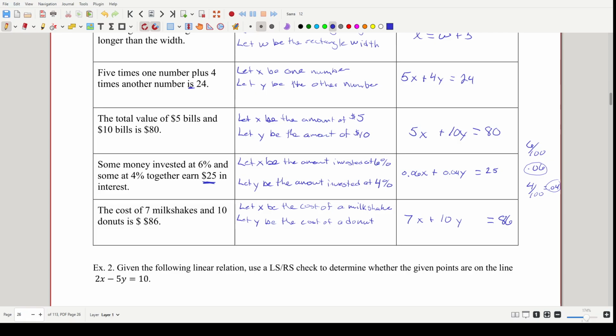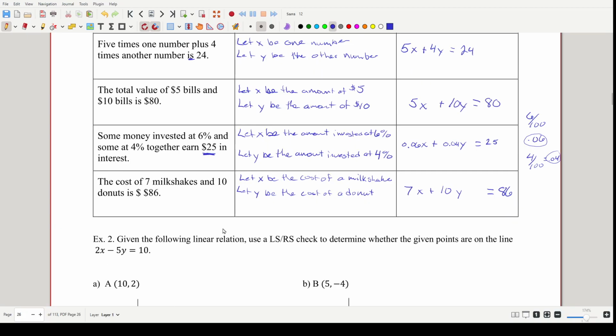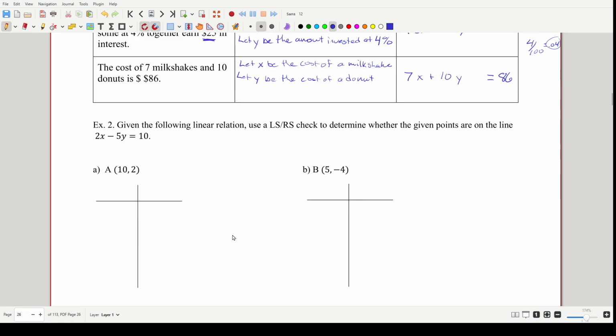So now that we have got lots of practice in modeling our equations, we can apply this to real problems. In this case, given the following linear relation, which is just a linear equation, use a left side right side check to determine whether the given points are on the line. That's not really related to the above things per se, but it is still something that we need to be able to do. So if we're given this equation, 2x minus 5y is equal to 10, we want to know if this point, (10, 2), is on that line.